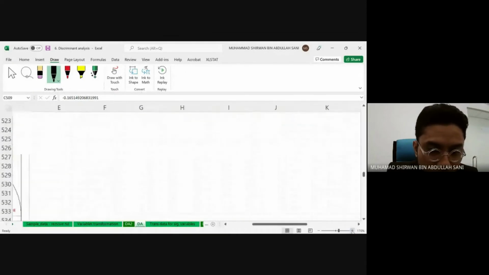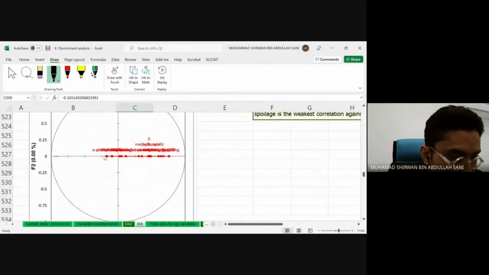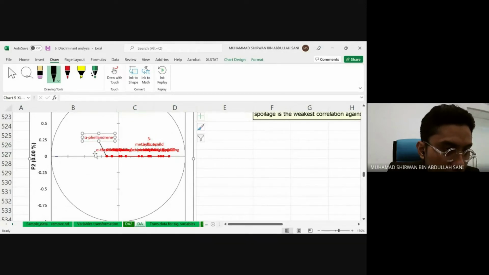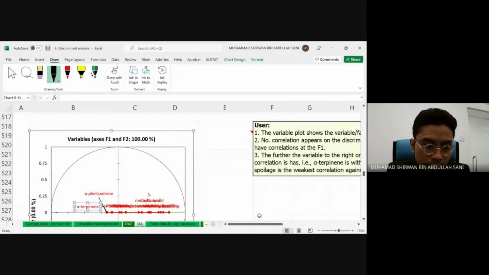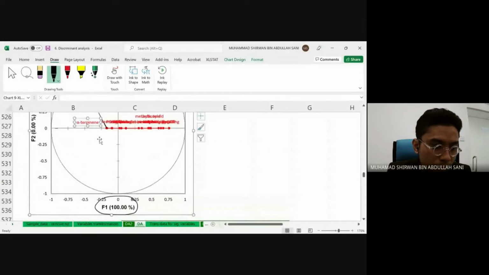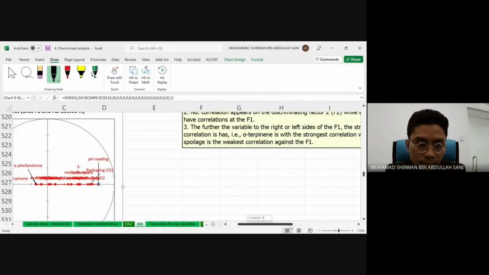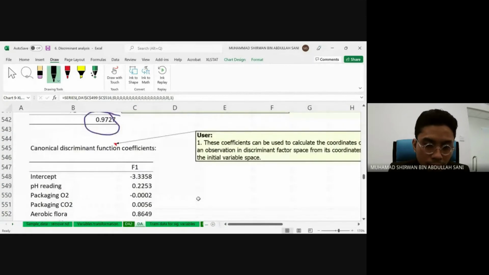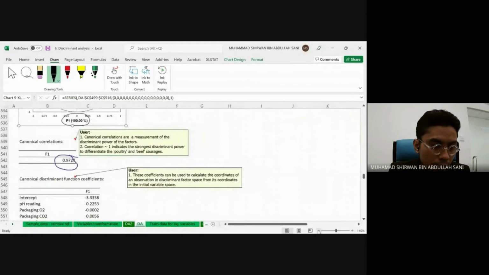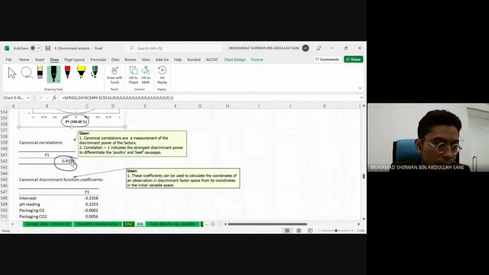Ini boleh zoom lah. Kita zoom. So tengok yang hujung ni, alpha phellandrene, sini, sorry. Sebab dia dekat dengan 0. Paling jauh yang ni. Ni apa yang jauh ni? Is it this one? Ni pH reading. Okay. Okay, so that one habis. Confirm about zooming, and then we have canonical correlations.